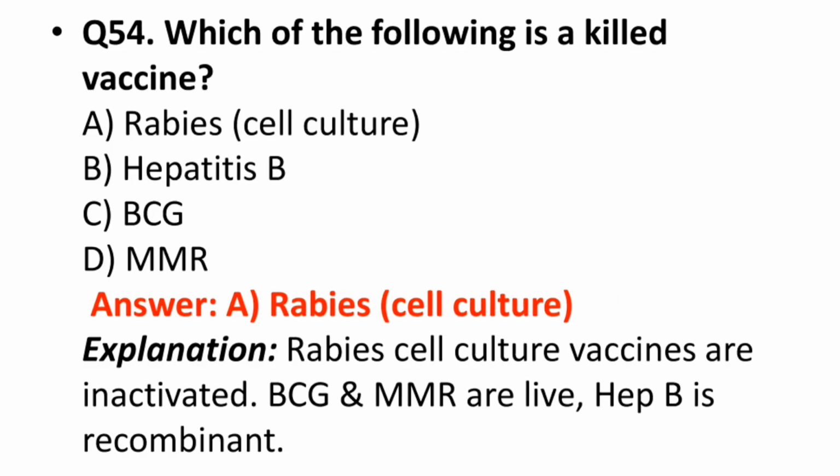Which of the following is a killed vaccine? Option A rabies, option B hepatitis B, option C BCG, option D MMR. The correct answer is option A rabies. Rabies cell culture vaccines are inactivated. BCG and MMR are live. Hepatitis B is recombinant.